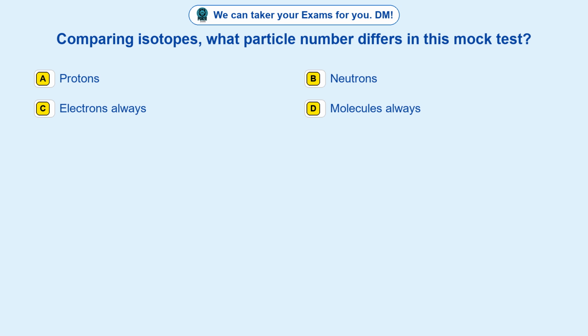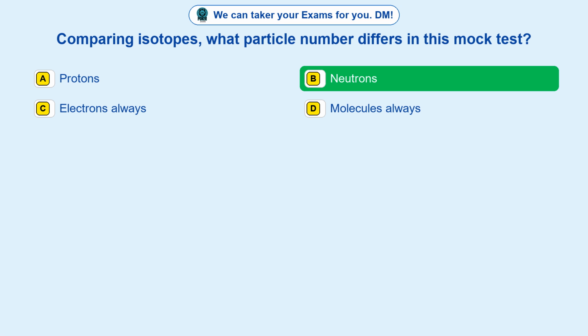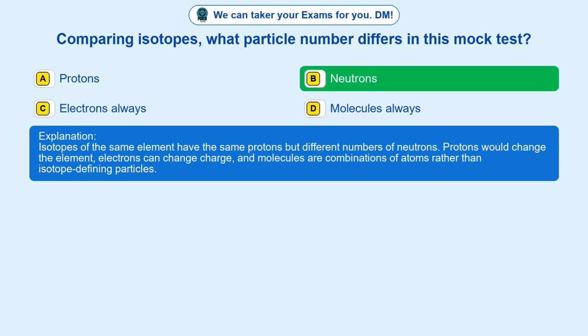Question 42. Comparing isotopes, what particle number differs in this mock test? Option A, protons. Option B, neutrons. Option C, electrons always. Option D, molecules always. The correct answer is option B, neutrons. Isotopes of the same element have the same protons but different numbers of neutrons. Protons would change the element, electrons can change charge, and molecules are combinations of atoms rather than isotope-defining particles.